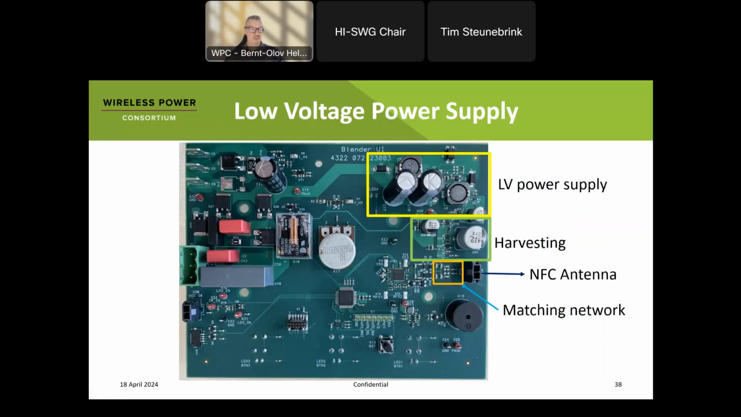So here is the board used in the blender. I will show it in the next picture. There's a low voltage power supply implemented, harvesting for that feature, and also the NFC antenna. We have the matching network for that as well. It's important because it's about 13 megahertz, so you need to consider the frequency and need to have impedance matching there.